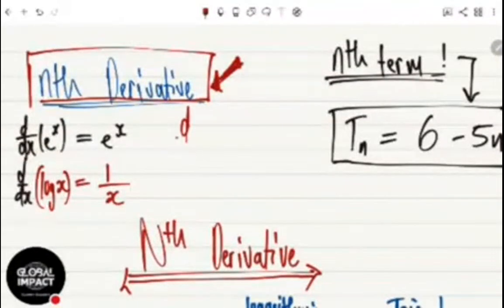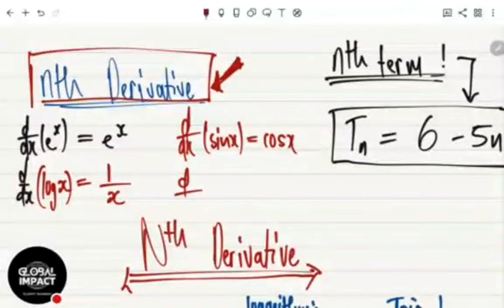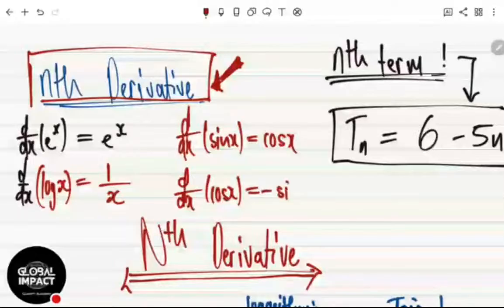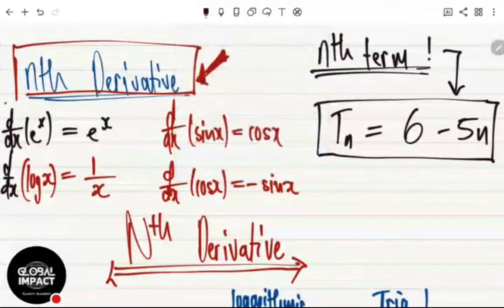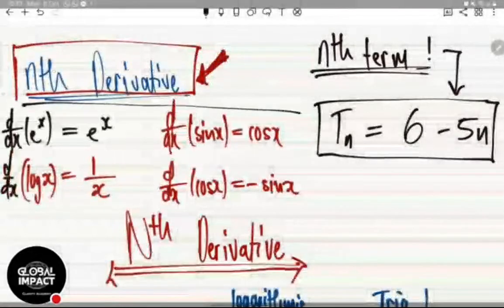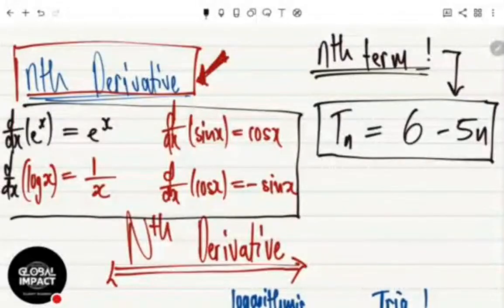Then you should know also that the derivative of sine x is equal to cos x. Then you must also know that the derivative of cos x is equal to negative sine x. Here are derivatives you're going to need to know for this nth derivative section, which you're about to do. Put these derivatives here. We should just know these derivatives. We're going to do the entire table.